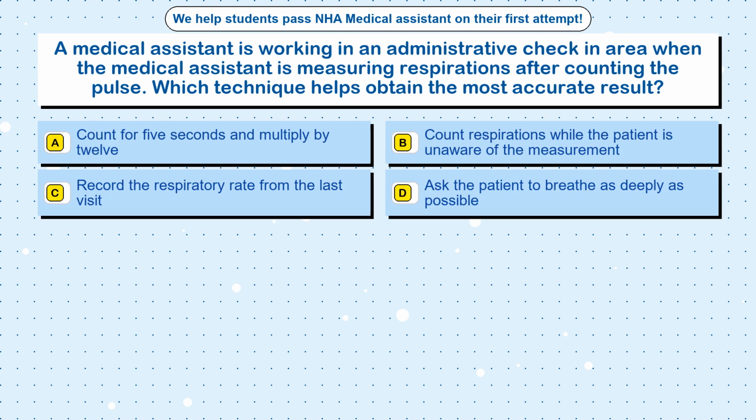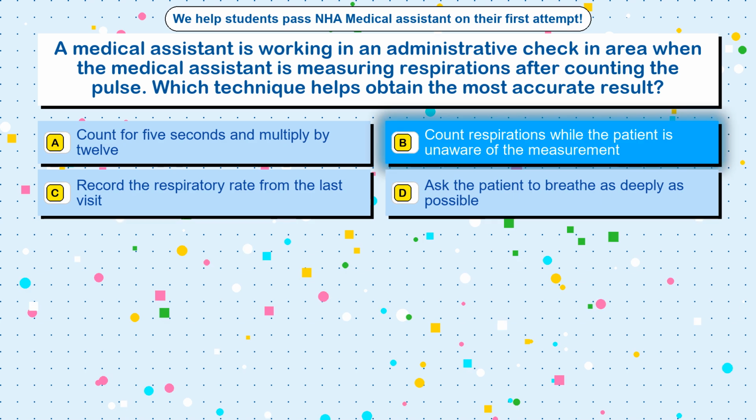Question 53. A medical assistant is working in an administrative check-in area when the medical assistant is measuring respirations after counting the pulse. Which technique helps obtain the most accurate result? Option A, count for 5 seconds and multiply by 12. Option B, count respirations while the patient is unaware of the measurement. Option C, record the respiratory rate from the last visit. Option D, ask the patient to breathe as deeply as possible.